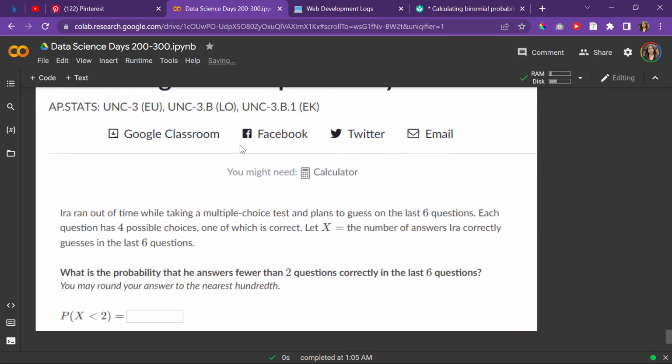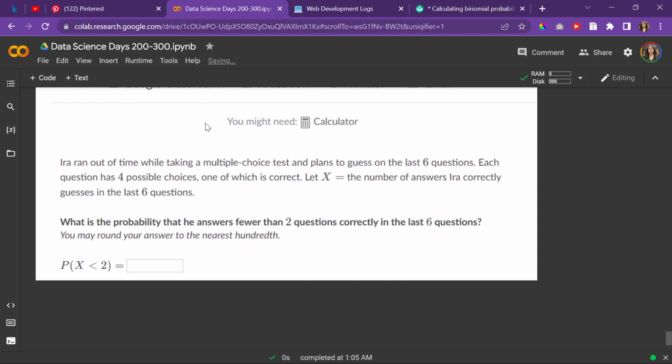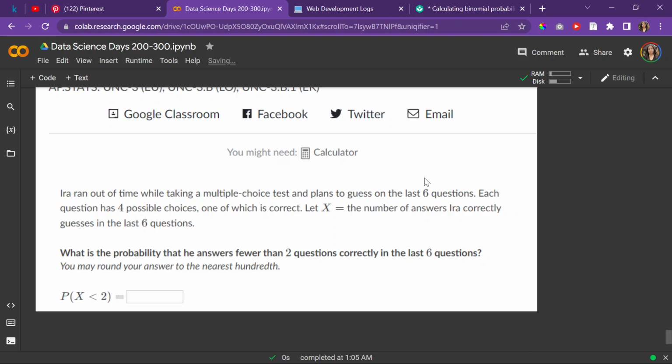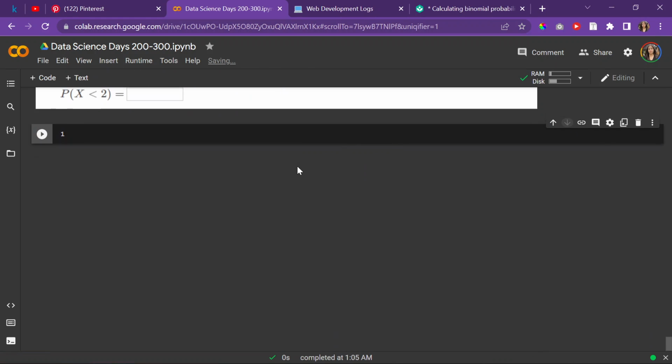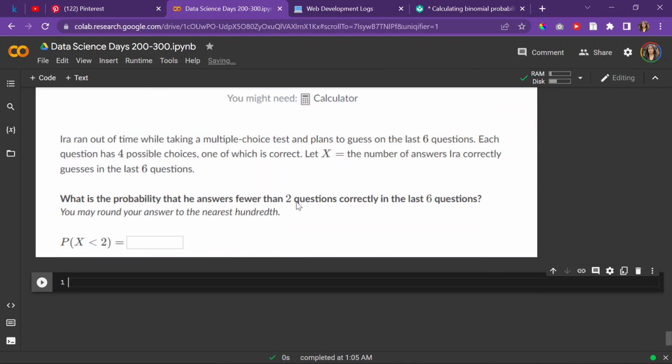Today I'm going to do a binomial probability problem. You can pause this and read the question and then come back. Even though I always say this is not a tutorial, I do get to explain things. So I'll show you how to do this really quickly and then I'll explain.